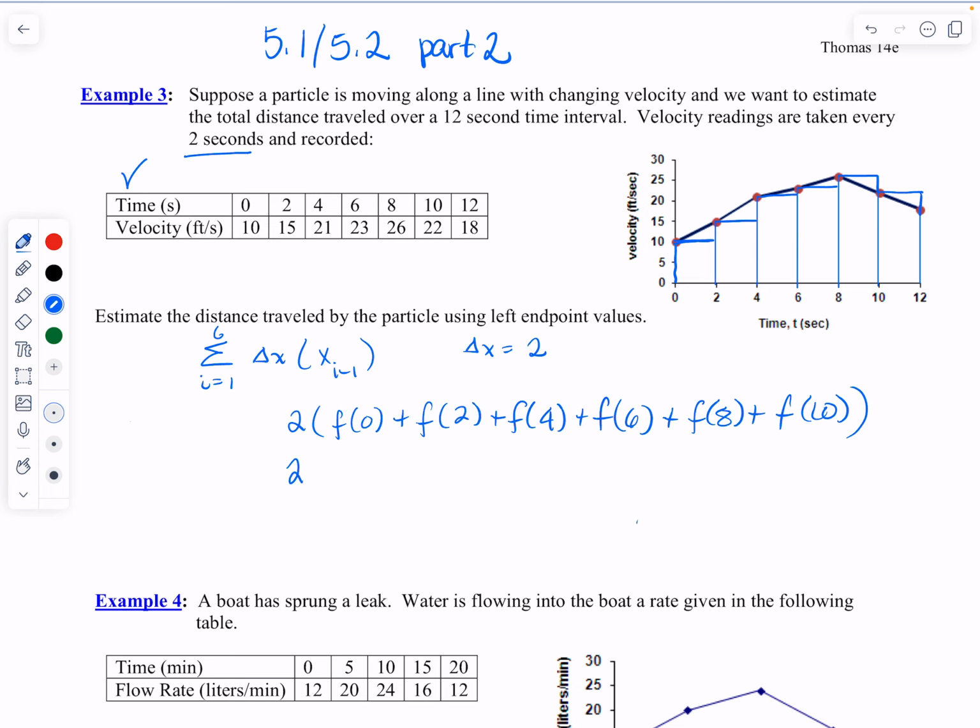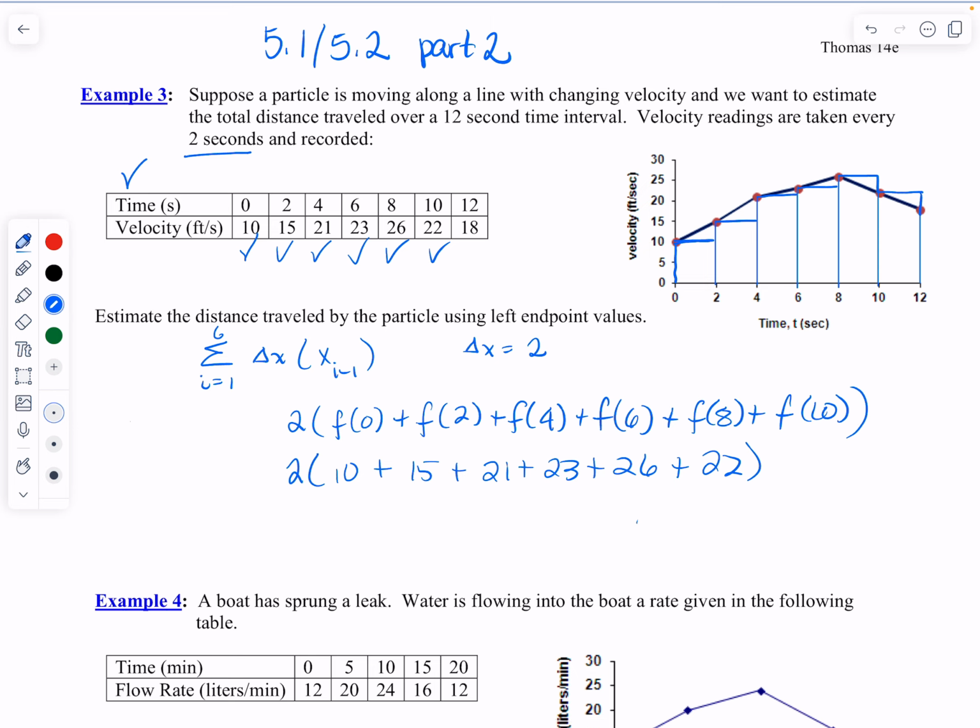Alright, so this becomes 2 times the function at 0, which if you look at the chart is 10. So I'm going to put 10 there. The function at 2 is 15. The function at 4 is 21. The function at 6 is 23. The function at 8 is 26, and the function at 10 is 22. So I'm going to add those all up and multiply it by 2.